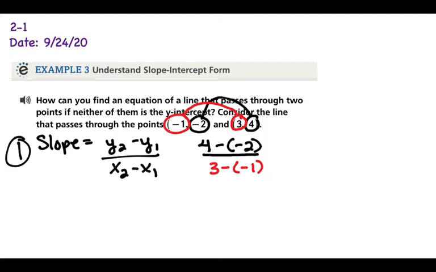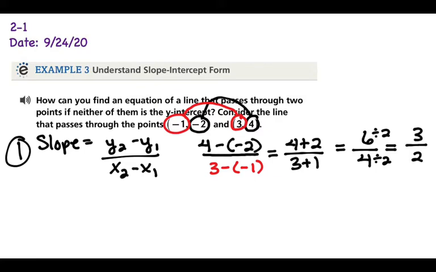So that ends up being a plus when you subtract a negative. It's the same thing as adding. So 4 minus a -2 is 4 plus 2. 3 minus -1 is 3 plus 1. And you end up with 6/4. So if we reduce that by dividing by 2 on the top and the bottom, you get 3 over 2.